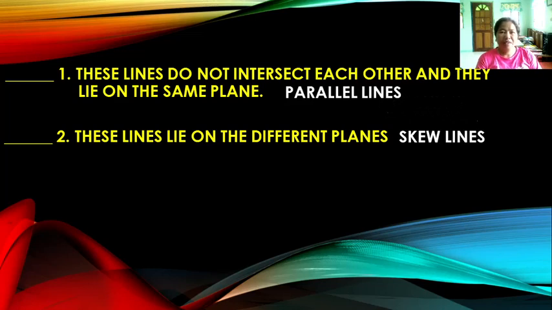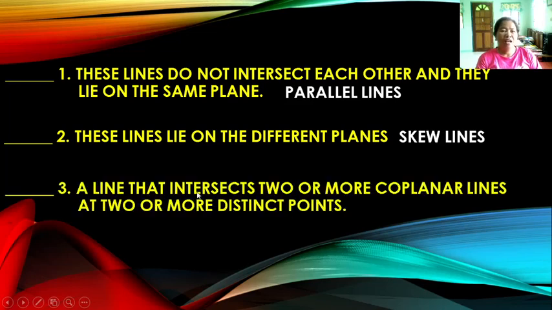Very good. And of course, let's have the last question. A line that intersects 2 or more coplanar lines at 2 or more distinct points. What is the word? Okay, let's reveal. The correct answer is transversal line. Very good. So, as of the moment, the terms are transversal line, skew lines, and parallel lines.